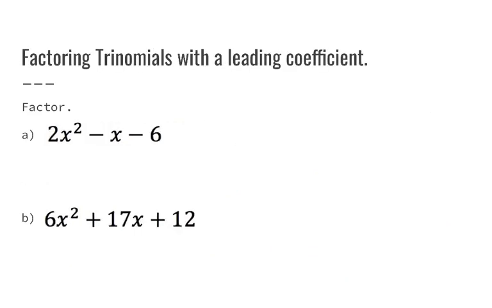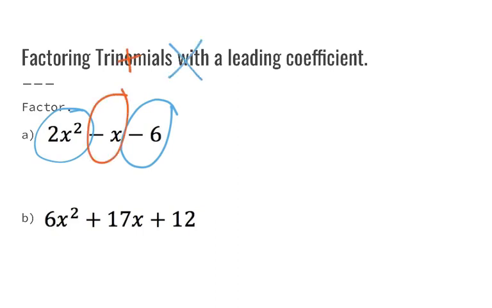All right, so the last type that we're going to learn today before we start putting them all together is how do you factor trinomials if this is not just a basic x squared? So what does that look like? And it's not a whole lot different. We still want to come up with factors of negative 6 that multiply and that add to get me negative 1.